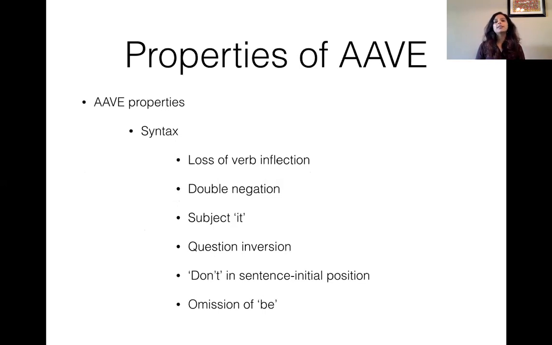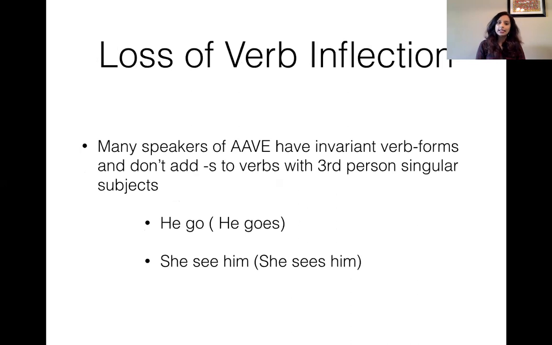Syntactically, they also have systematic properties that are rule governed: loss of verbal inflections, double negation, subject form for it, question inversion, don't in sentence initial position, and the omission of be. Let's start with the first one, loss of verbal inflection.